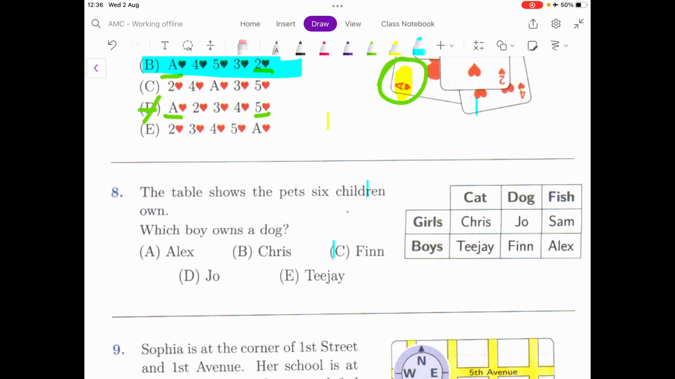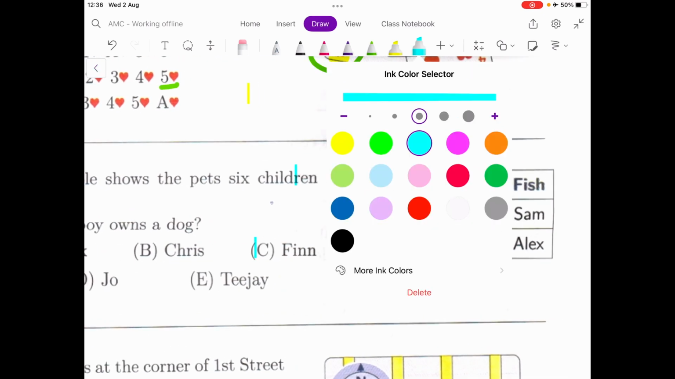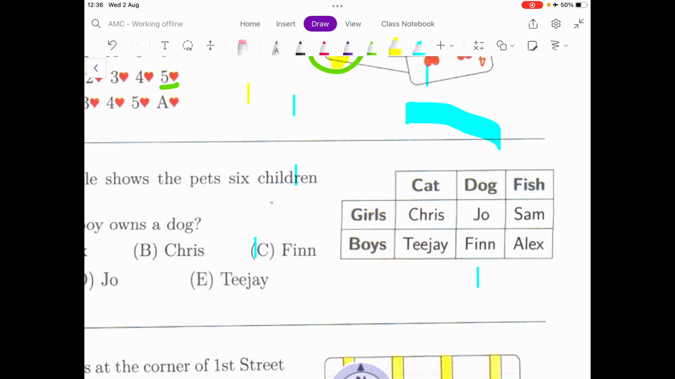This table shows the pets 6 children own. Which boy owns a dog? Now this is a Carroll diagram. If you know how to read a Carroll diagram, these are the pets that the children own. This row is for the girls. This row is for the boys.